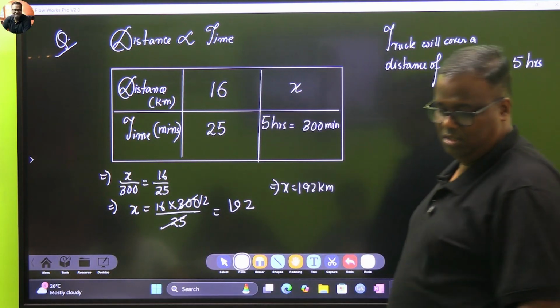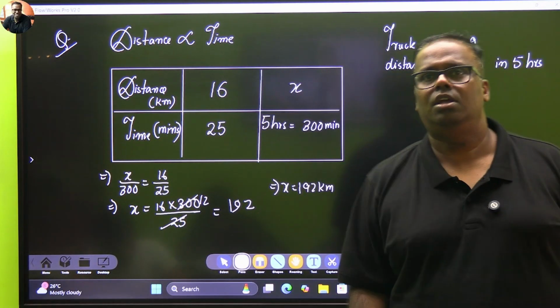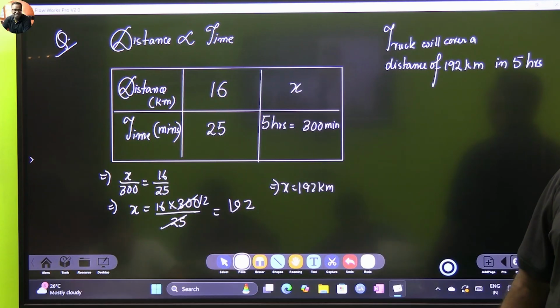Very good. Abhigya madam, okay? Sarvesh darling, all okay? Very good. Yadu brother, what happened? Everything fine?